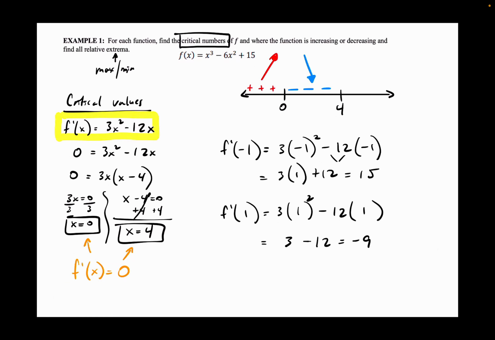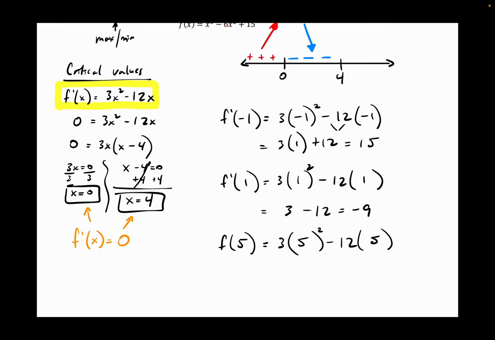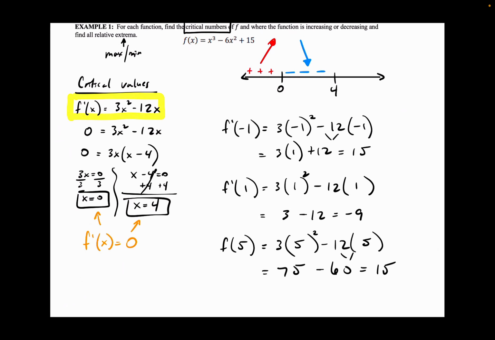Last spot is greater than 4. 5, 6, 7, 8, 9, 10, 20 million, whatever you want, plug it in. So I'm going to plug in 5. I don't want to plug in big numbers since I can't use a calculator. So 5 squared is 25, times 3 is 75. Minus 60 is positive 15. I could care less about the number 15. I just want to know if it's positive or negative. This guy's positive. That means after 4, it goes back up.